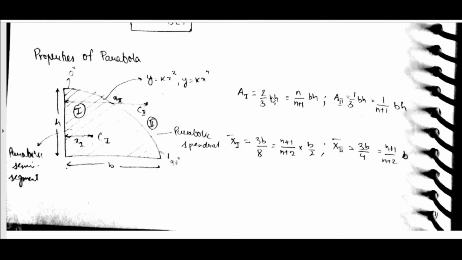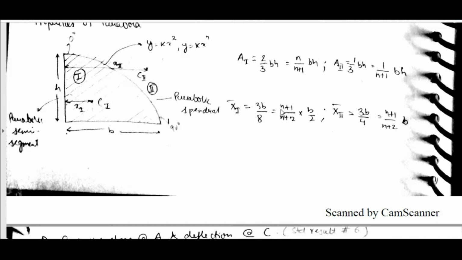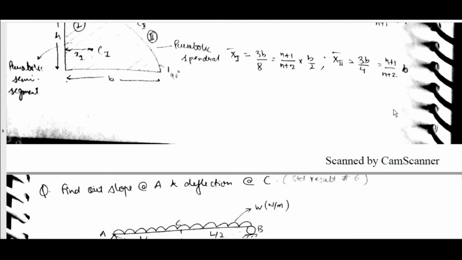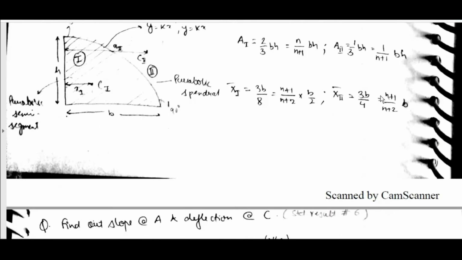If y is equal to kx square, then A1 is equal to 2 by 3 BH. A2 is equal to 1 by 3 BH, which is 1 by n plus 1 BH when y is equal to kx power n. X1 is the centroid of this first area, equal to 3b by 8 for quadratic, which is n plus 1 by n plus 2 into b by 2 for the nth order. X2, the centroid of area 2 from the origin, from this axis, is 3b by 4 for quadratic, which is n plus 1 by n plus 2 into b.